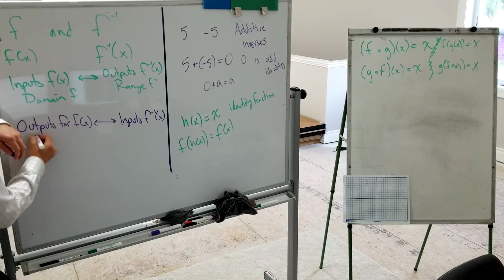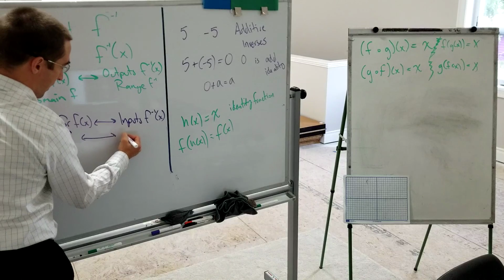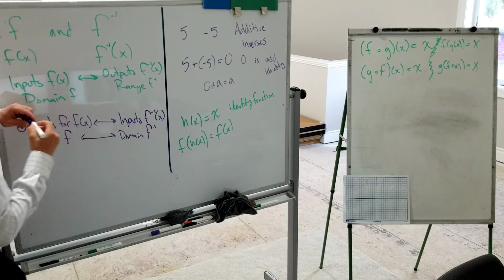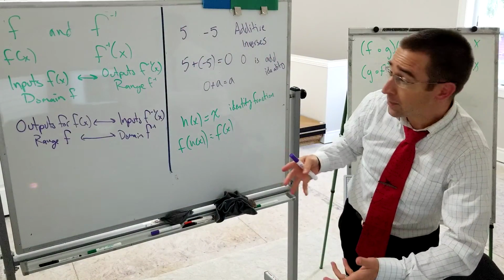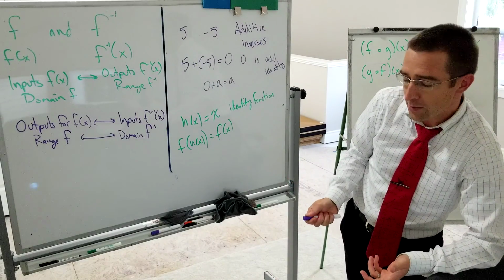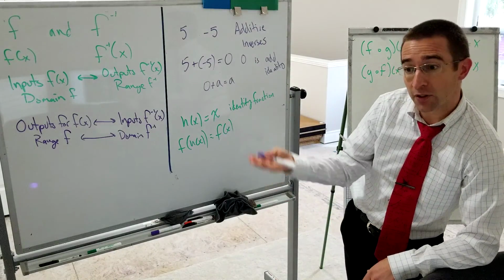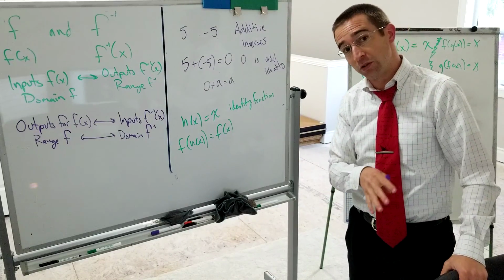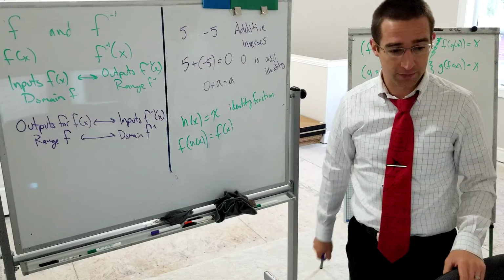So here, the range for f is your domain for f inverse. Sometimes we'll get a function where if we take the inverse of it, the inverse itself is not a function, and you'll have to restrict the domain on the original so that when you take the inverse, you get a function.